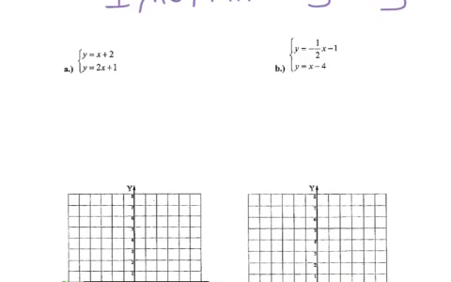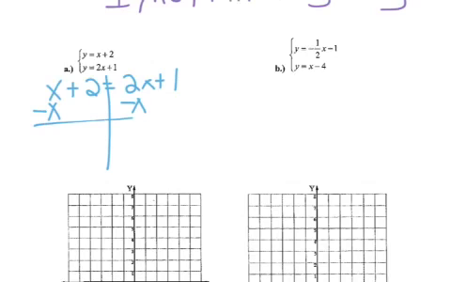So let's start to do the first one. Since they are both set for y equals, we can put them both equal to each other. So I have x + 2 = 2x + 1. I'm going to get x to one side, so I'm going to subtract x from both sides. These cancel, and I'm left with 2 is equal to 1x + 1. I'll subtract 1 from both sides.